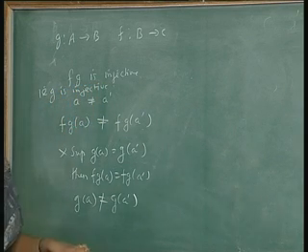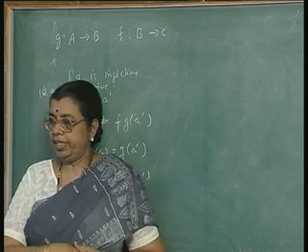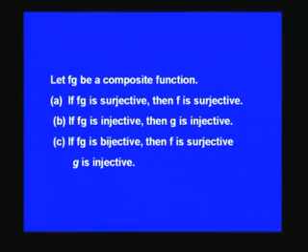Now, look at the third part. If fg is a bijective function, it is both surjective and injective. From the first two parts, you know that because fg is surjective, f is surjective, and because fg is injective, g is injective. So, if fg is a bijective function, then f is surjective and g is injective. The third part follows from the first two parts.